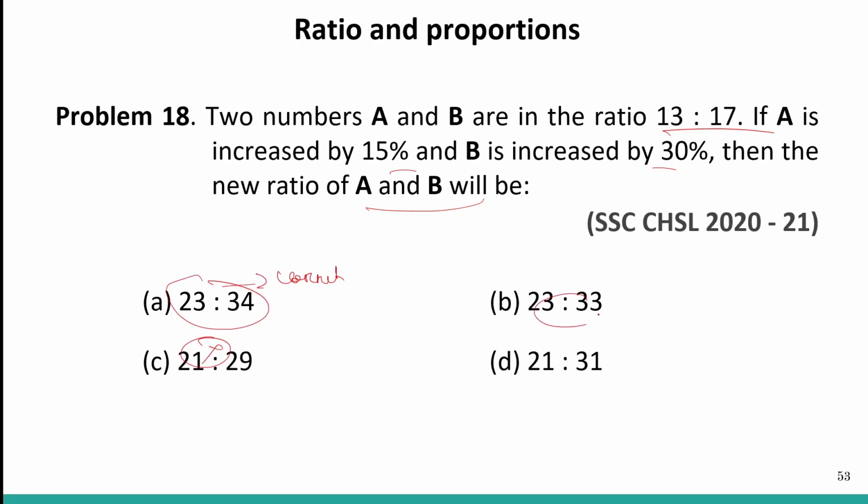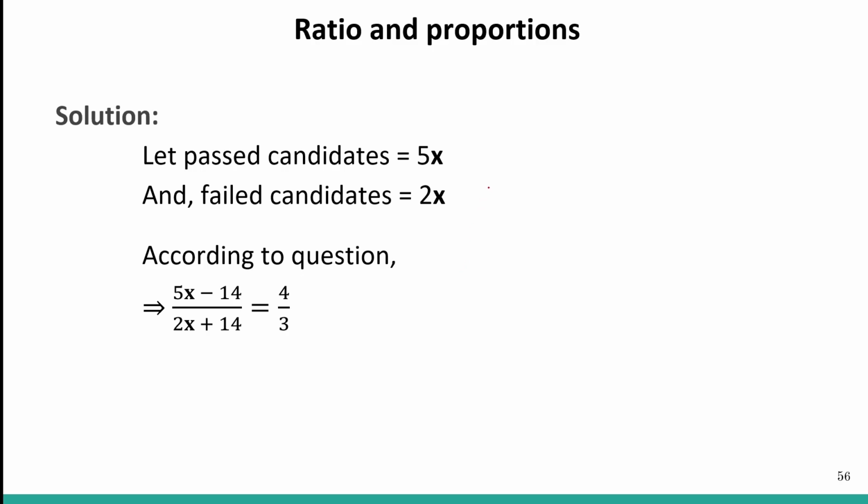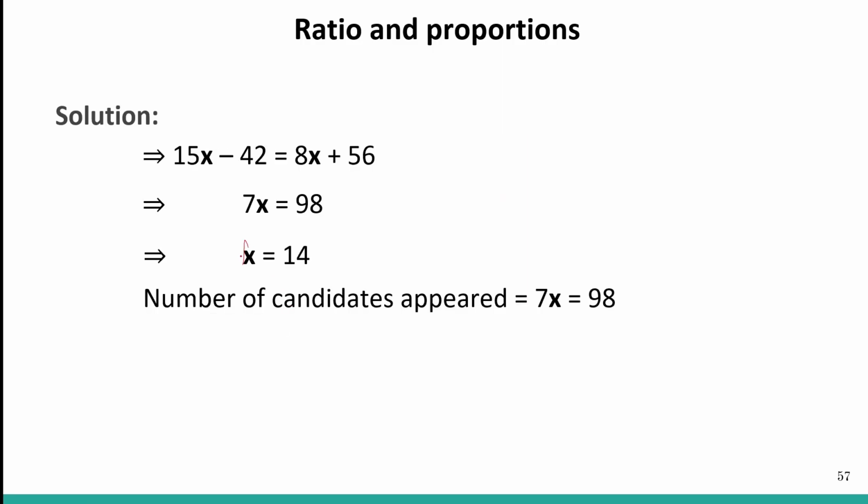These are all wrong. So let's see the next problem. In an examination, the ratio of the number of candidates who passed to those who failed was 5:2. If the number of failed candidates had been 14 more, then the ratio of passed candidates to failed would be 4:3. So the number of candidates who appeared in the examination was how much? Let passed be 5x and failed be 2x. So (5x minus 14) by (2x plus 14) is equal to 4:3. This implies that x is equal to 14, right? So number of candidates appeared is 7x, which is equal to 98.